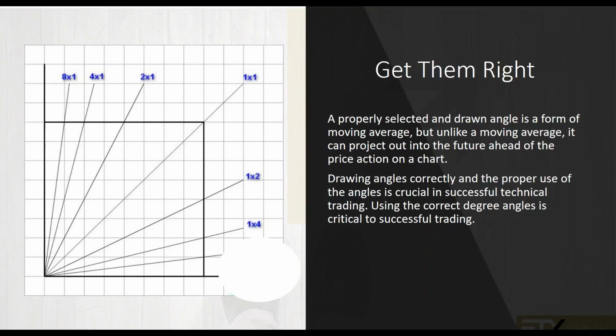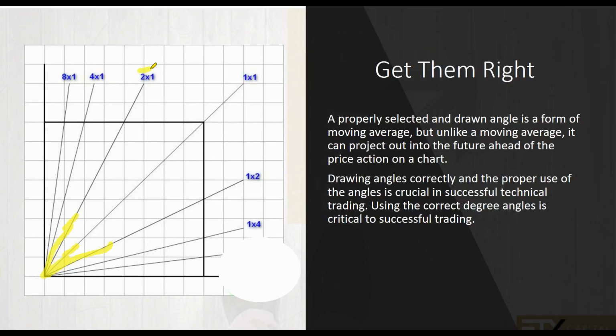So a properly selected and drawn angle is a form of a moving average, but unlike a moving average, it can project out into the future ahead of the price action on a chart. So what we have is our main one, okay, which is the 1-1 angle. One projected in time and the main 45-degree angle. Moving above it, we have half that 45-degree angle. And moving below it, we have half, and then here we would have 3/4.